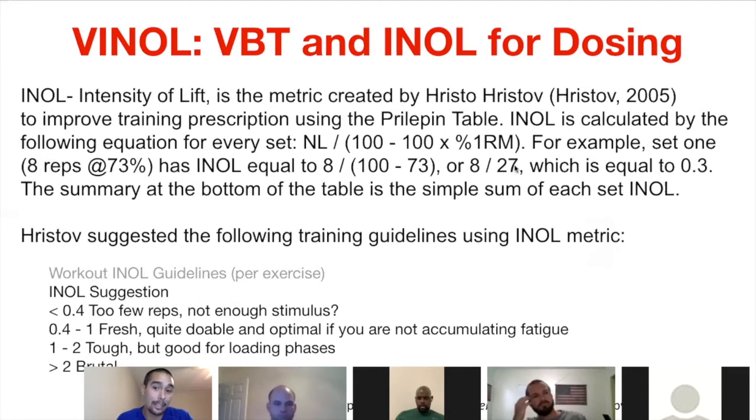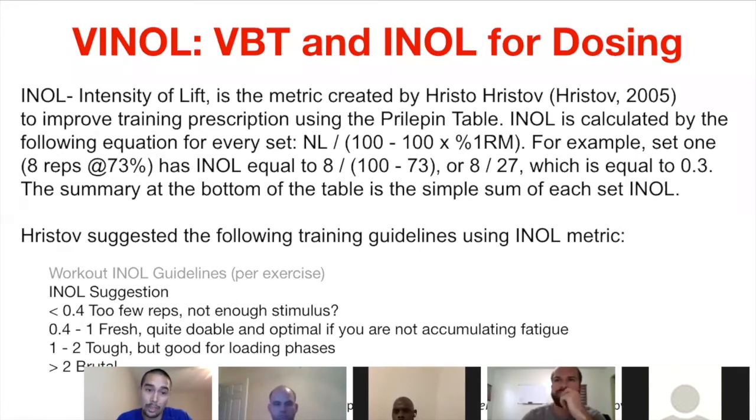The math is simple. All you're doing is taking the number of lifts, NL, because it's just reps, okay, without anybody getting confused here. NL is reps, and then you divide it by 100 minus 100 times the percent of the weight that you're doing. So if it's 80% of my max and I'm doing 5 reps, it's going to give me a score. And that's my INOL. It's as simple as that. So here's another example. 8 reps at 73% of my max equals 0.3. So my INOL is 0.3.